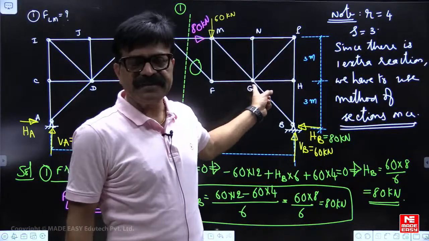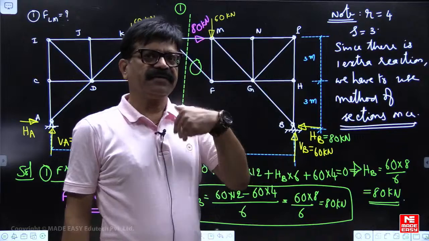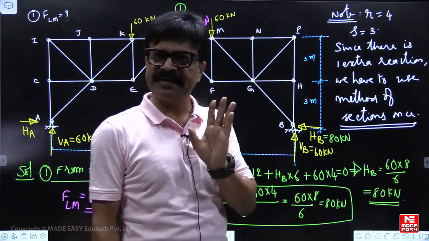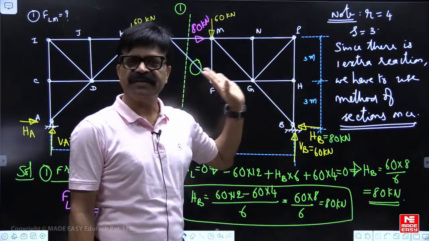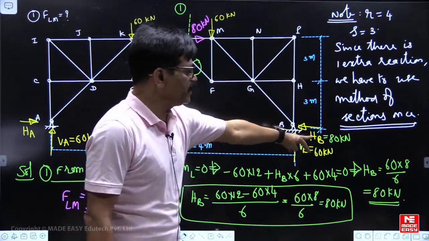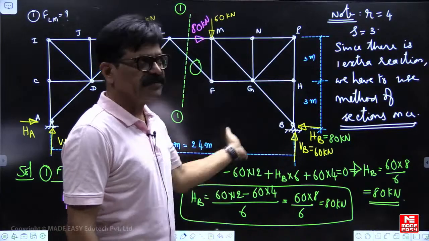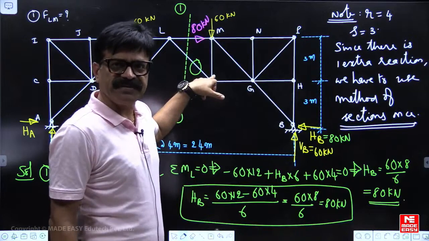How many reactions are there? You will see first 4 reactions. That means in excess of the equations of equilibrium, one reaction extra is there. So once you have to use the method of sections to find all the reactions. So find the reaction, then the force in member LM we want, cut it, look at the right side. So for that this also has come into the picture unnecessarily.